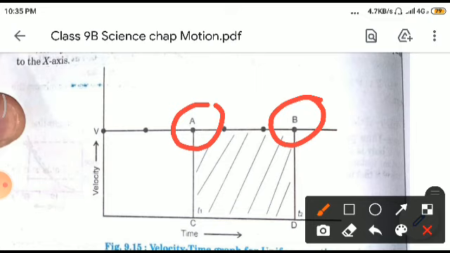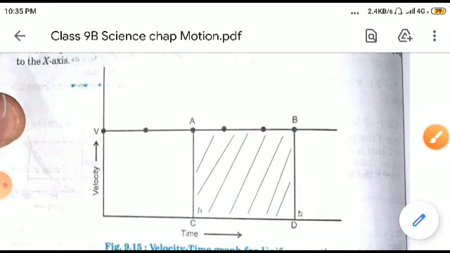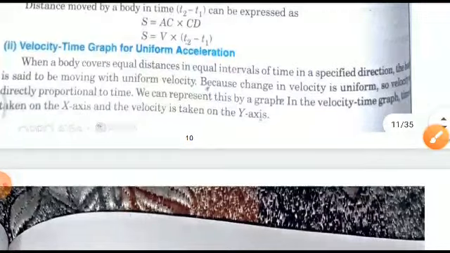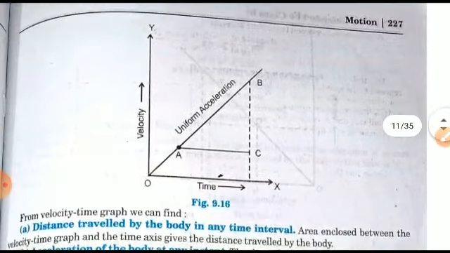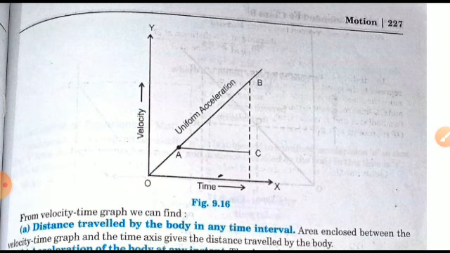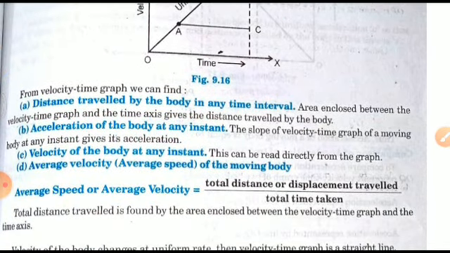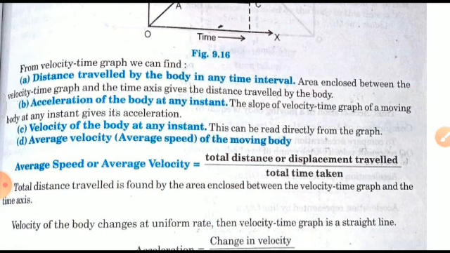Also you can say that the body at point B traveled in a single direction for a larger time interval, whereas the body at A traveled in a particular direction for a smaller time interval. Now for a uniform acceleration, the graph looks like this. The acceleration is uniform, that is, it is increasing at a constant rate. So there will be a slant straight line. Distance traveled by any body at any interval of time is the total average speed. Firstly we calculate total distance upon total time.